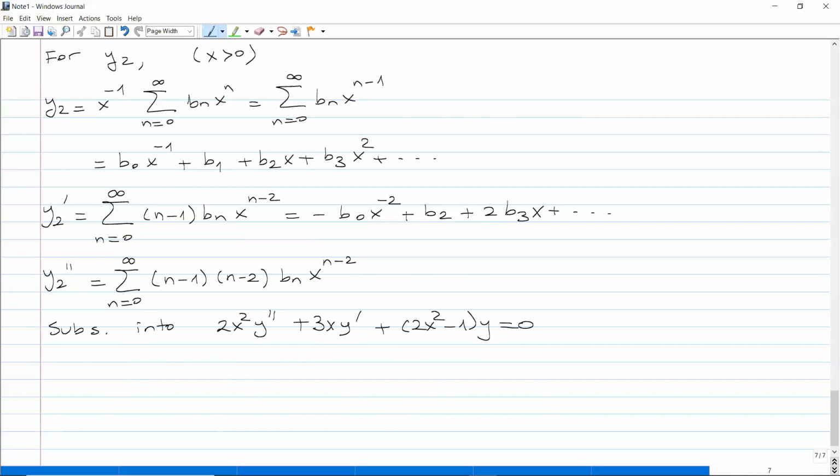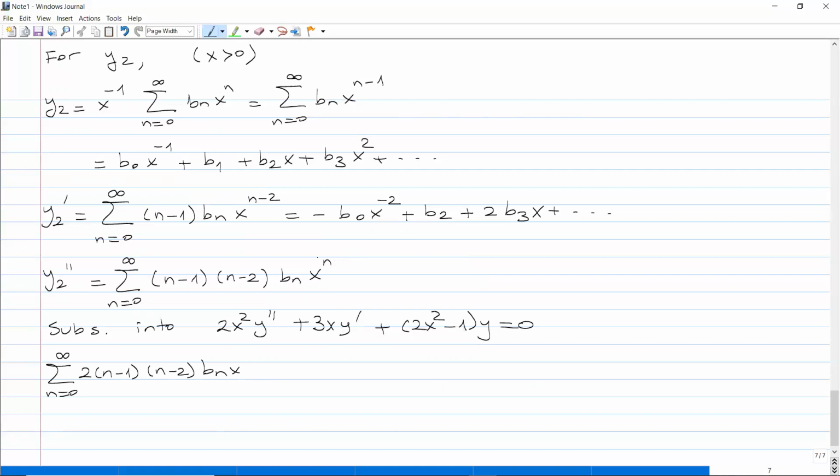Okay, let me do it. So the second derivative we multiply with 2x squared, the sum from n equals 0 to infinity of 2(n minus 1)(n minus 2) bn x to the... something is wrong. Yes, this should be n minus 3, right?